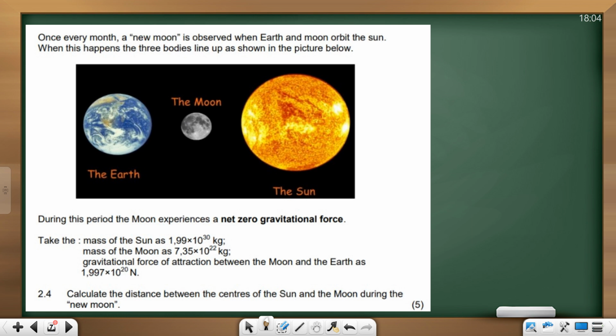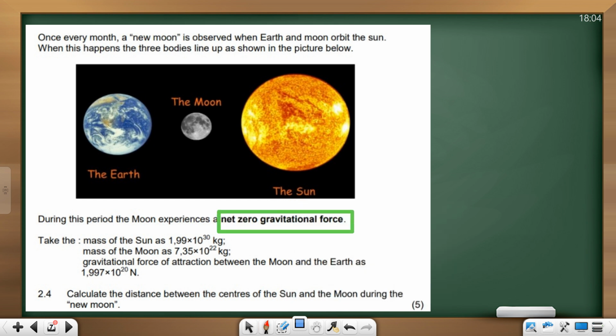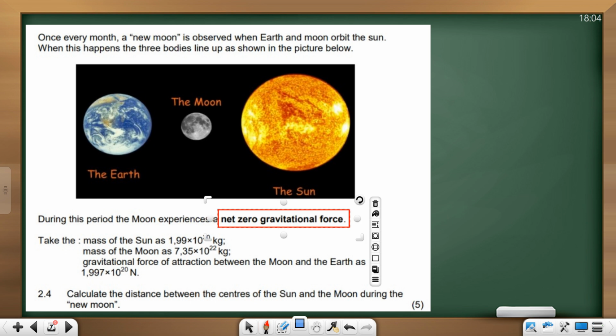Once every month, a new moon is observed when the Earth and the moon orbit the sun. When this happens, the three bodies line up as shown in the picture below. During this period, the moon experiences a net, take note of the word, a net zero gravitational force. When we use the word net, it means we need to add together all the gravitational forces of attraction.